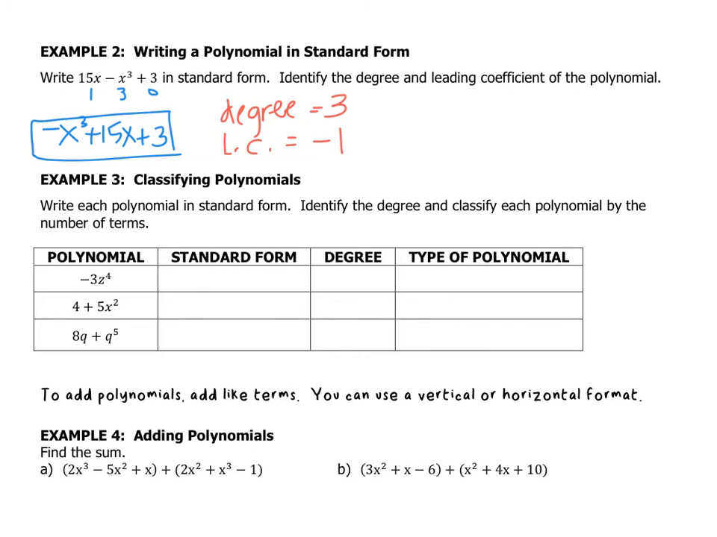Now I'd like you to pause and try example 3 on your own, just to make sure that you understand what the chart wants you to do. This wants you to rewrite it in standard form, so if it's jumbled up, then you have to put the highest degree first. This wants the degree, so how powerful is that first term once you put it in order. And type of polynomial means, is it a monomial, a binomial, a trinomial? Is it just a general polynomial because it has a whole bunch of terms? So that's what the headings mean, and please pause now.